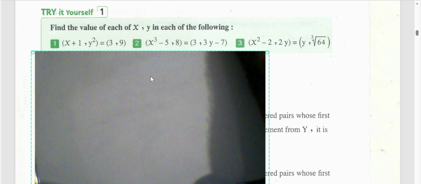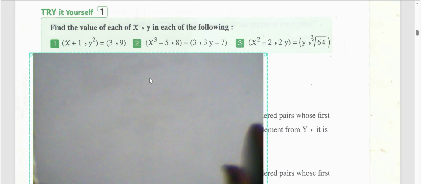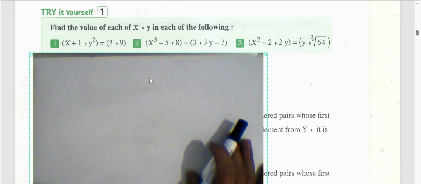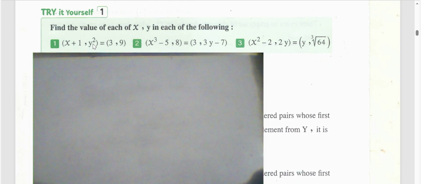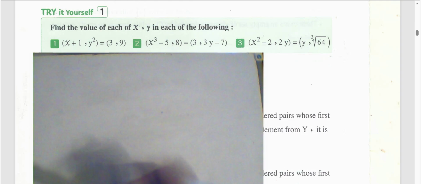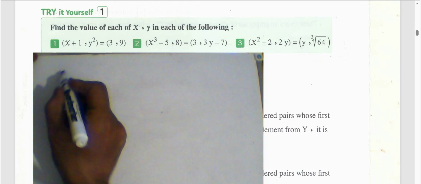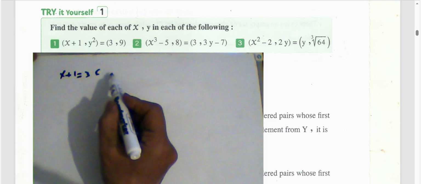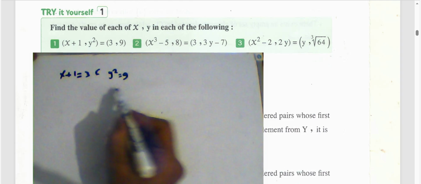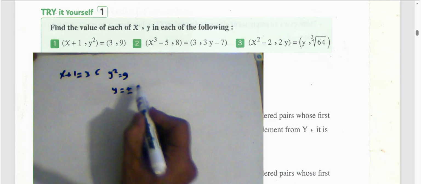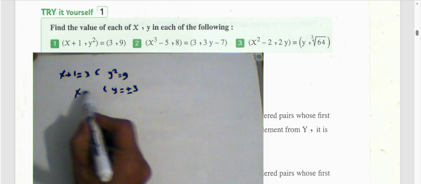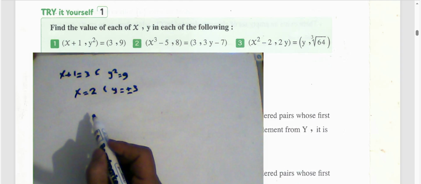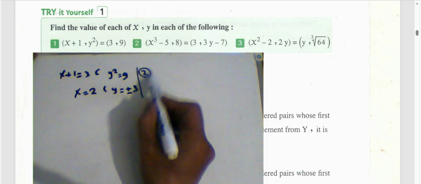Find the value of each of x and y when the ordered pair (x + 1, y²) is equivalent to (3, 9). First, we have x + 1 equal to 3, and y² will be 9. Then the value of y will be positive or negative square root of 9, which is 3, and x here equals 3 minus 1, equal 2. It's question number 1.